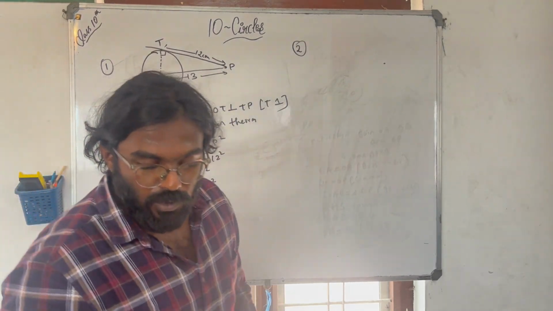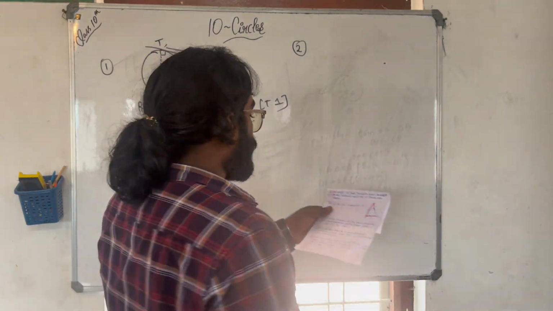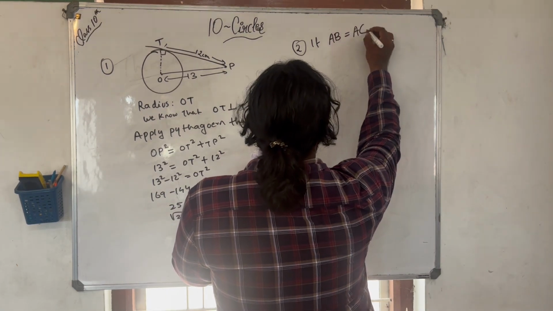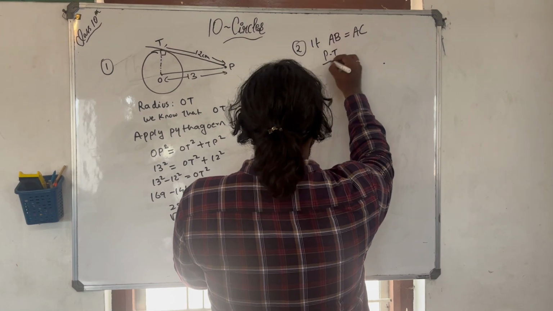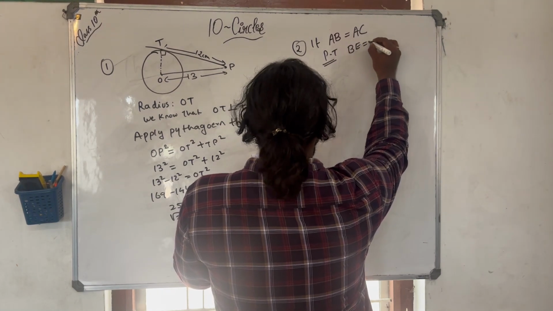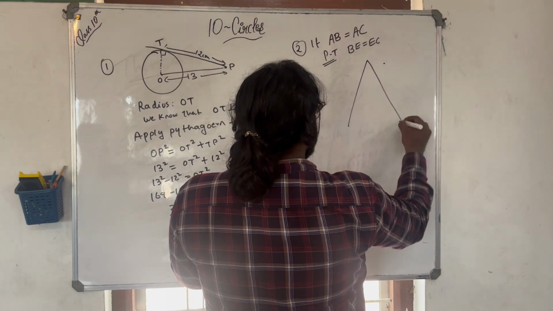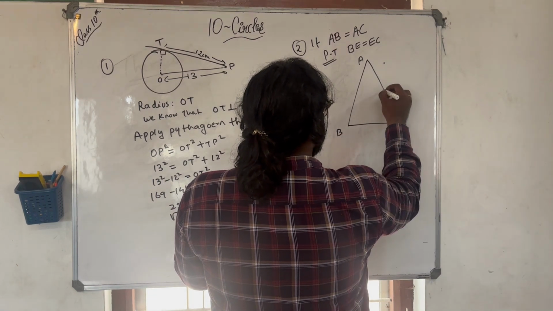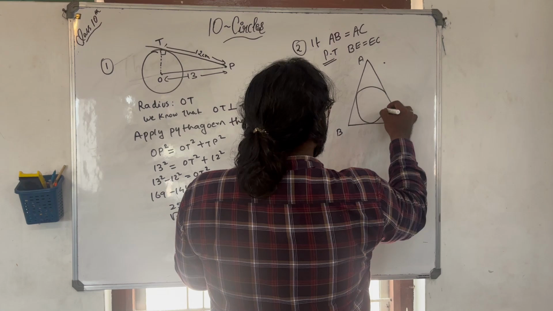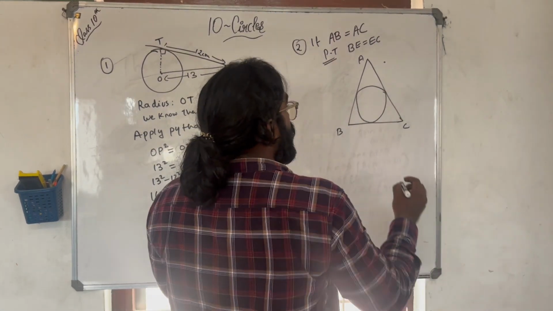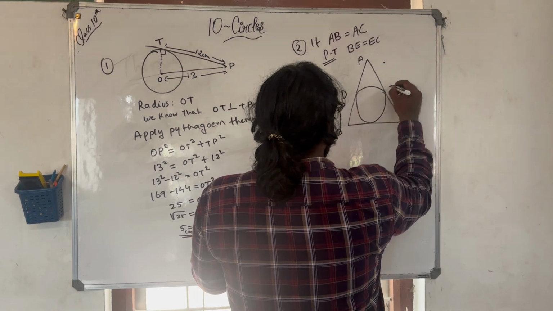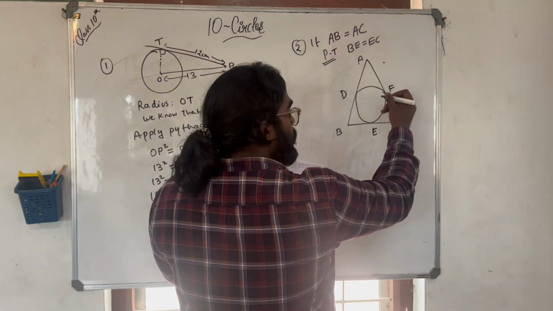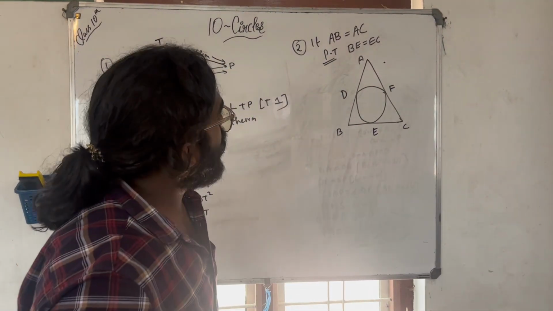It was clean. Now the second question is, दिया है question, if AB is equal to AC, then prove that BE is equal to EC. तो एक triangle लेता हूँ मैं, ABC. DFE. So we have to do this. Here what we will do is solution.